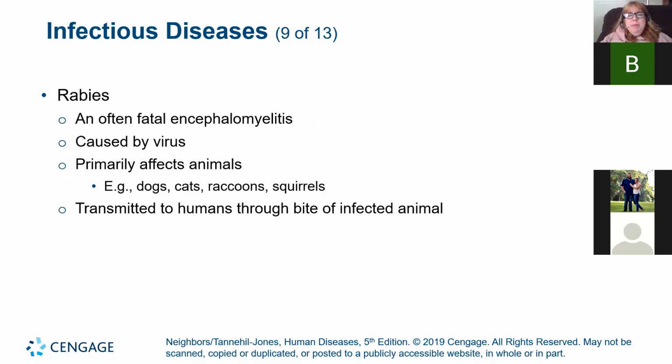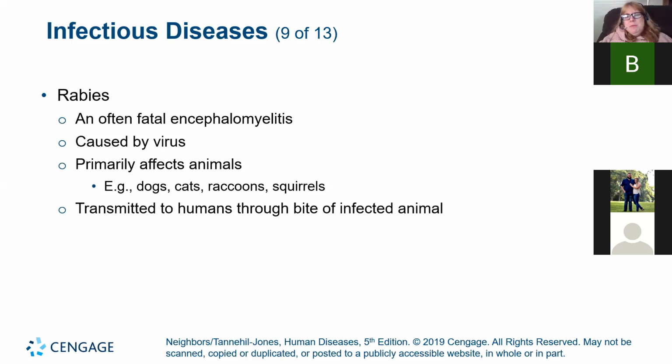Rabies. Thank goodness we don't see rabies too often either. It often becomes fatal because it infects the myelin part of our neural and spinal cord. It's caused by a virus. It primarily affects animals: dogs, cats, raccoons, and squirrels. The only way we can get it as humans is through the transmission of an infected animal. So if you see a raccoon during the daytime, they usually are nocturnal creatures. Try to stay away from it. Call the animal control place.